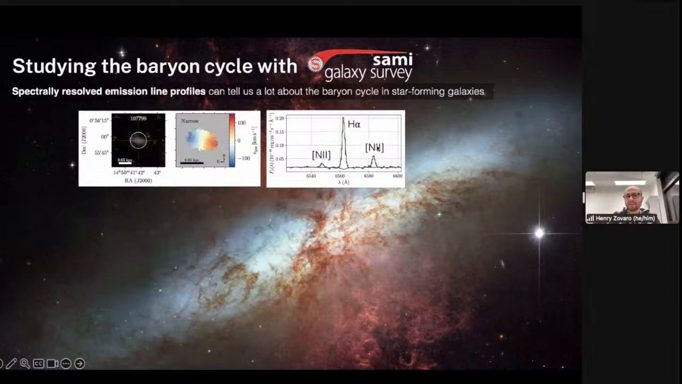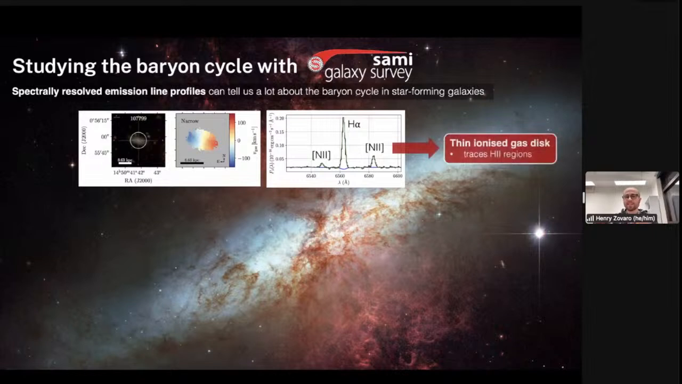On the right here, I'm showing a typical emission line profile from the center of this galaxy. And in this particular galaxy, all of the emission line profiles look something like this. They're very regular, they're very symmetric, and you can fit them all using a single Gaussian component. And so what we're seeing in this galaxy is the thin ionized gas disk. In this case, the emission lines are actually coming from the H II region, so this is tracing star formation in these galaxies.